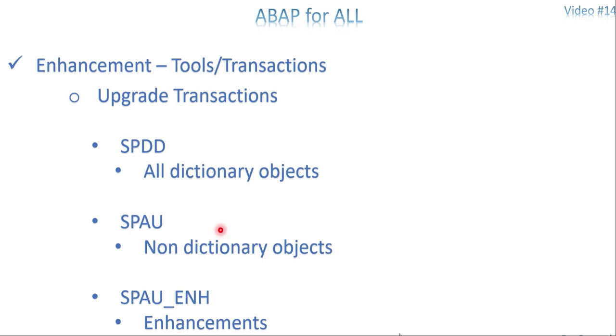Here I am saying 10 objects, but in real time you'll have hundreds of objects because every module has its own custom modifications. So those things we have to take care of, and we have one more tool as well: SPAU_ENH, especially for enhancements. I'm not sure from which version onwards this tool or transaction is available, but there is one more: SPAU_ENH.